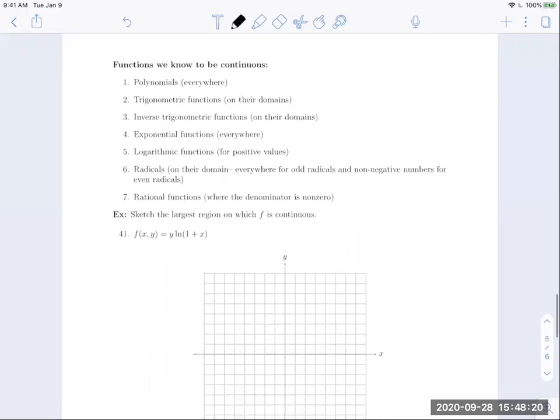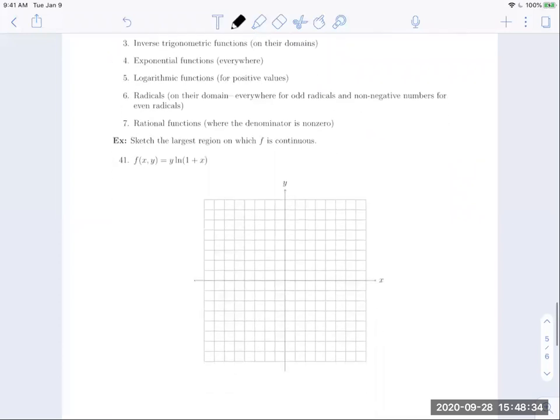So using this knowledge that we know from Calc 1, what we would like to do is sketch the domain of continuity. So sketch the largest region on which f is continuous. So let's take a look here. On 41, we have f of x, y is y times the natural log of x plus 1. So for this y, we have no issues. We have no division by 0, no restrictions on this y value. So y can be anything.